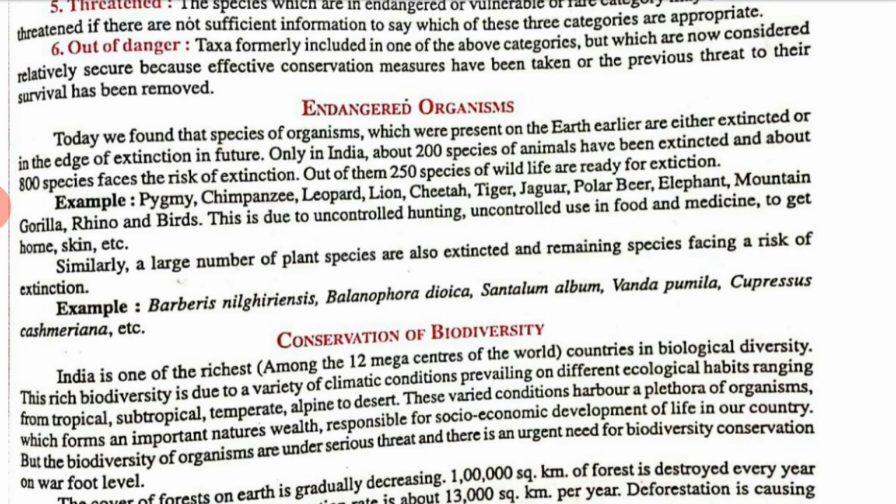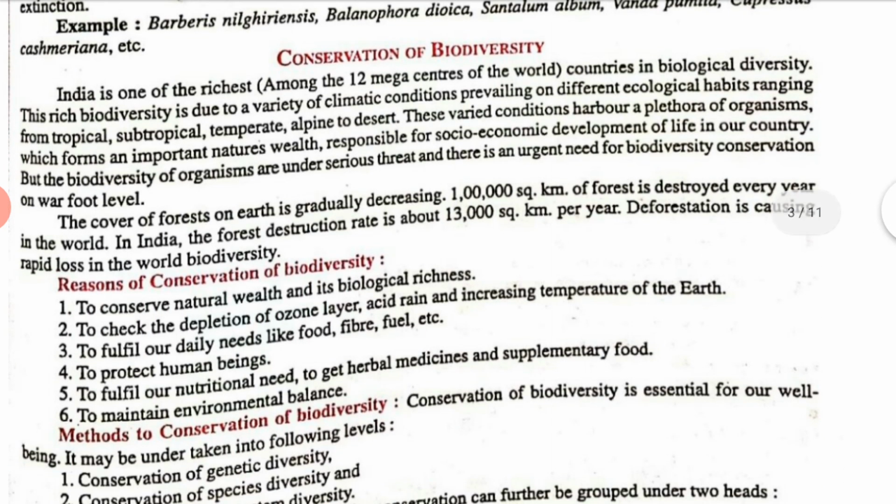Okay, so this is all about extinction, how we are losing species. And we have created the RDB, that is the Red Data Book. Now let us talk about the conservation of biodiversity. India is one of the richest among the 12 mega centers of the world, a country rich in biological diversity.